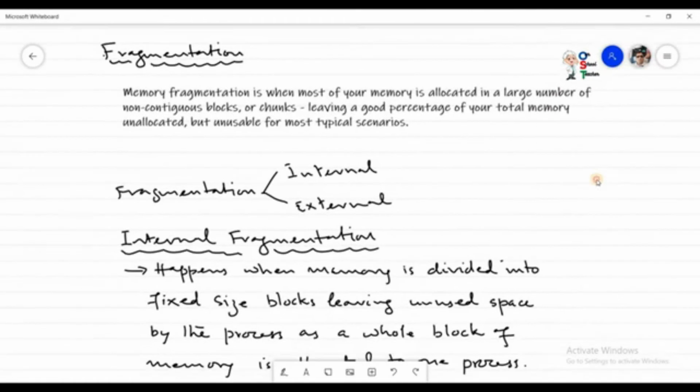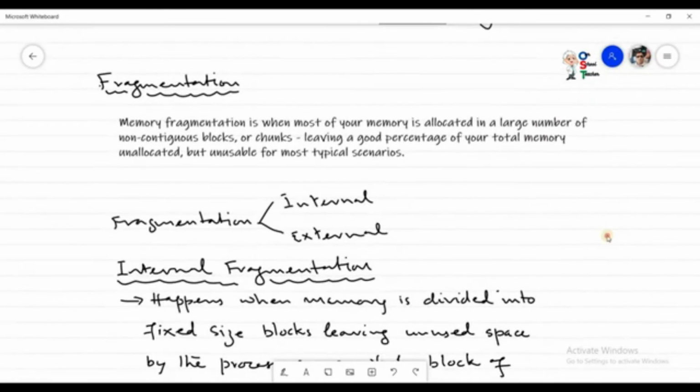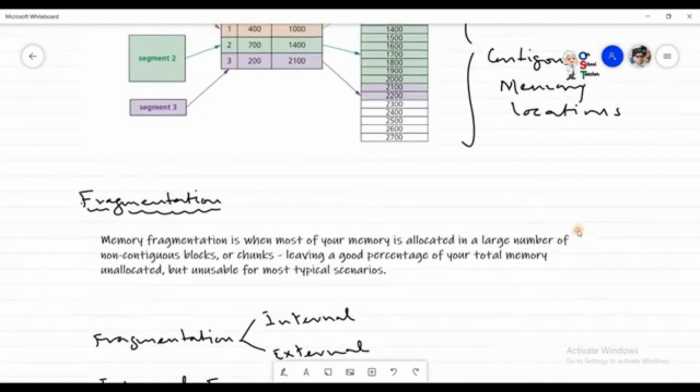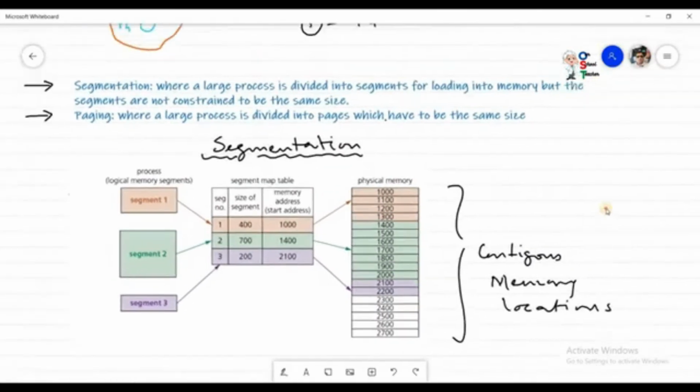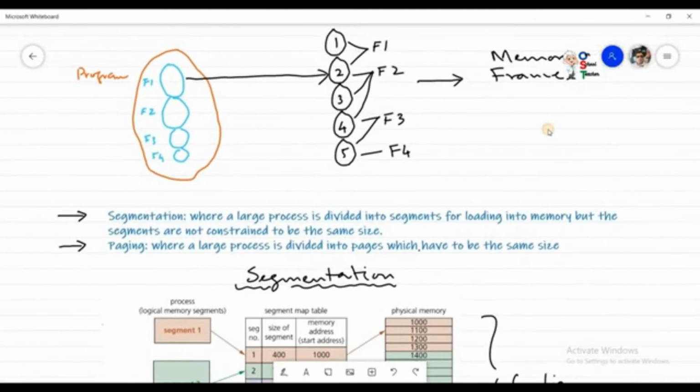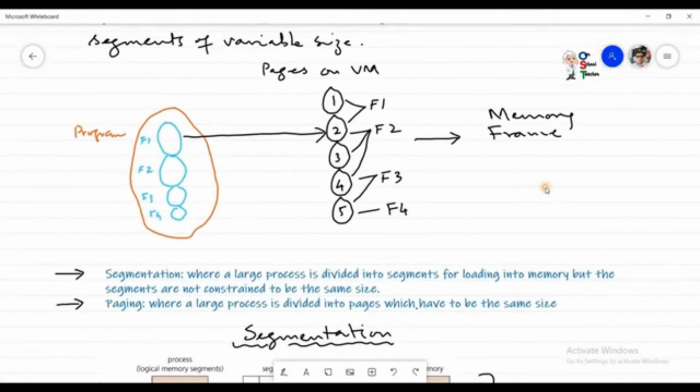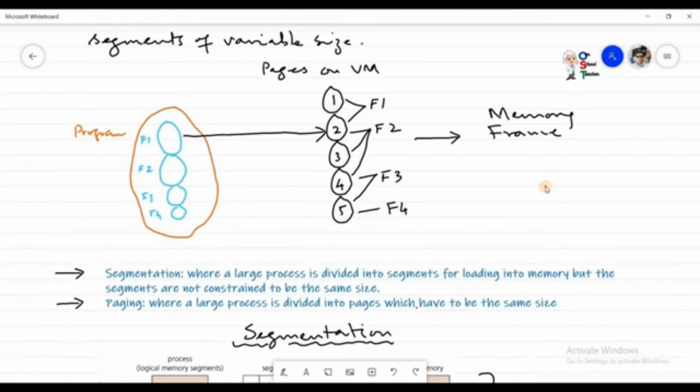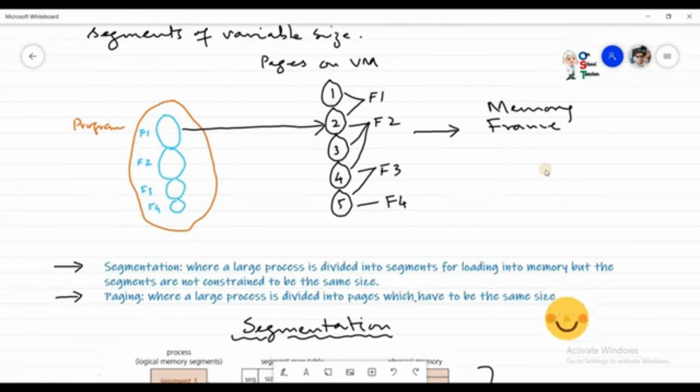Now, in paging, we have seen that the process is divided into a number of frames. Normally paging is used, and because of this paging, pages from the memory are swapping in and swapping out. Swapping in means pages are being loaded in the memory, and swapping out means pages are being taken out from the memory.